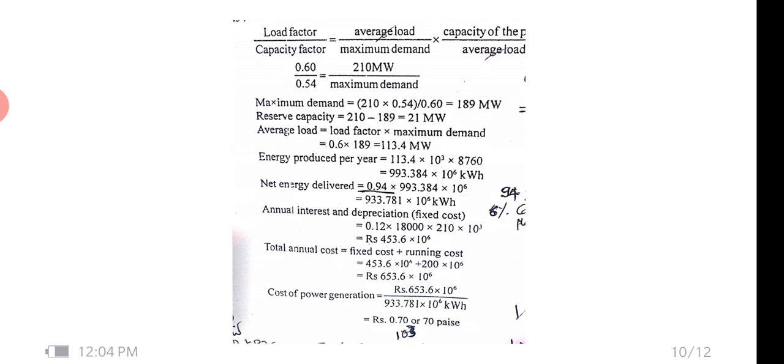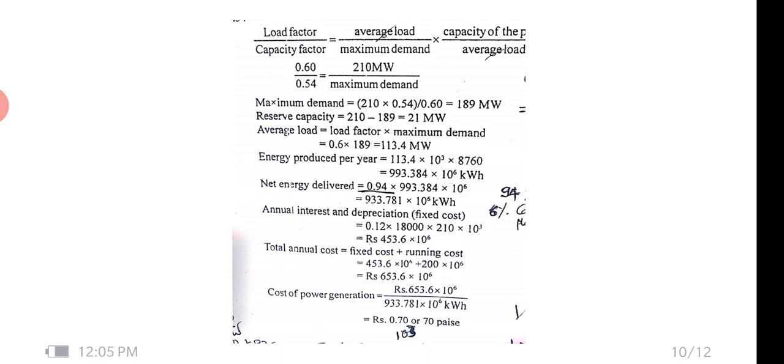Now the annual cost is equal to fixed cost plus the running cost. So the fixed cost is 453.6 into 10 raised to 6, and the running cost, as we have seen, is already given as 200 into 10 raised to 6. So totally 453 plus 200 is 653 into 10 raised to 6. This is the total annual cost for generating the total power.